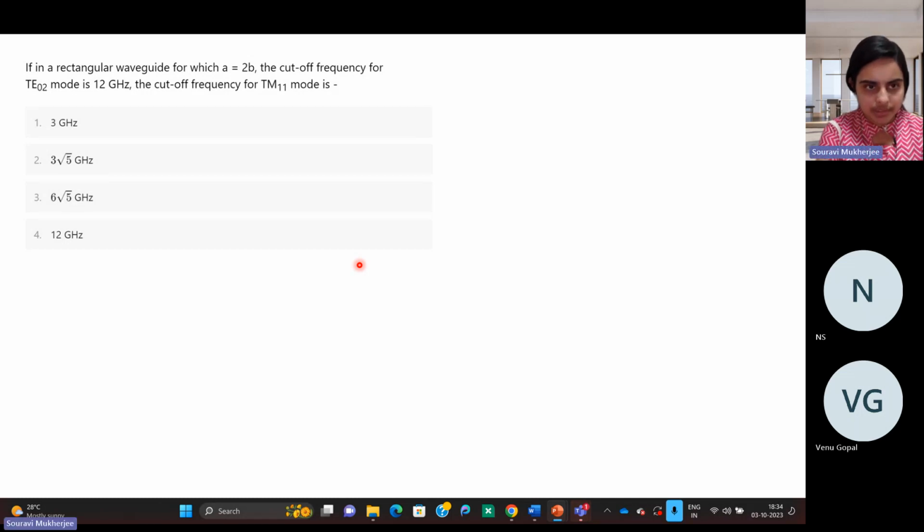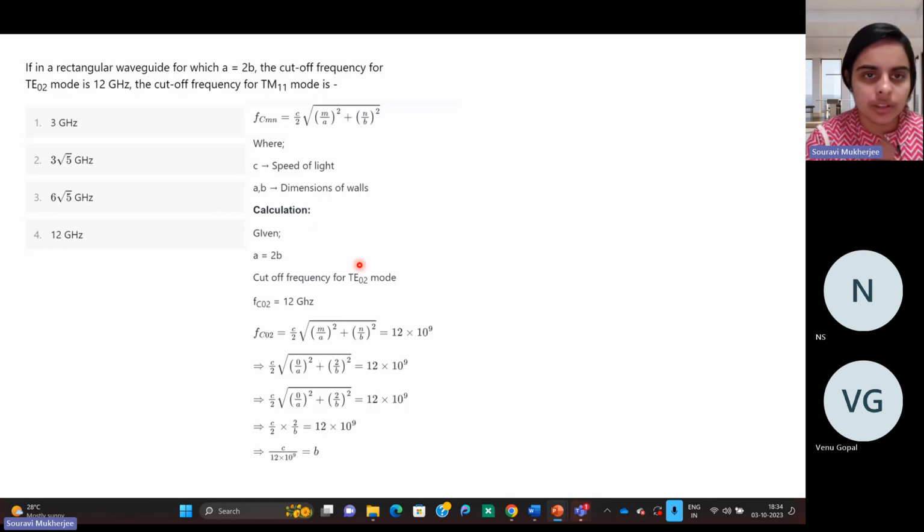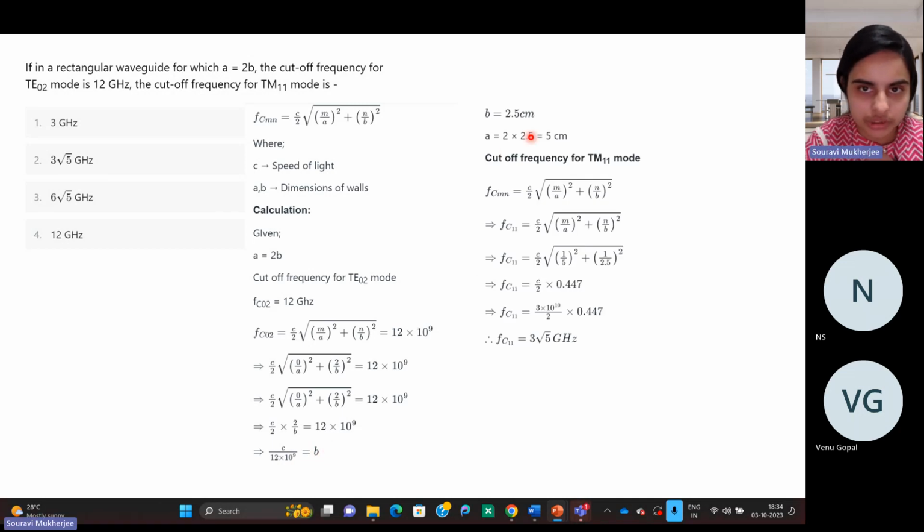Okay, so you say it's 6 root 5. Okay, let's see what the answer is. So this is how it's given. You put the value, it's similar, and this gives you the value of B. So this is your value of B. Now if you put this relation, you find the value of A, and then you put it in these expressions to get this.